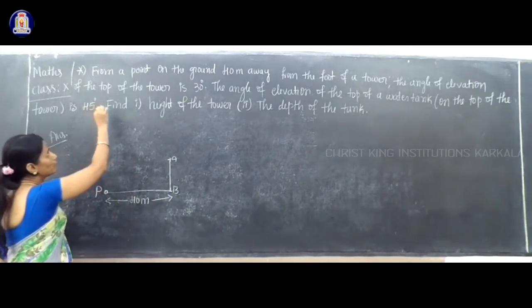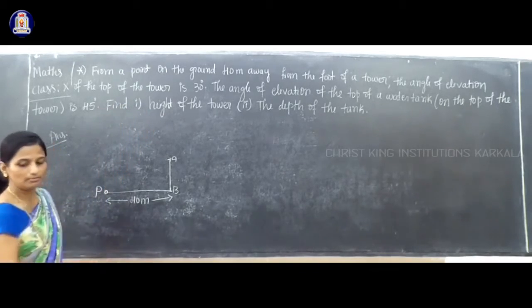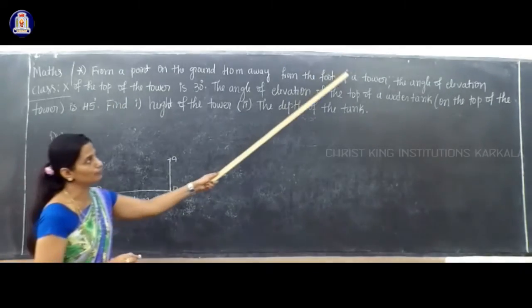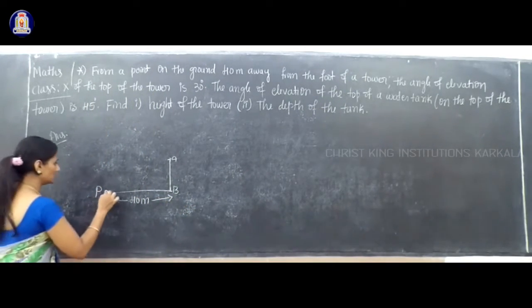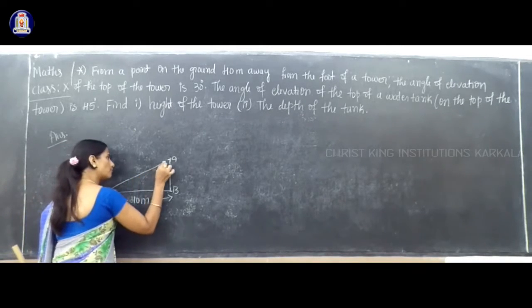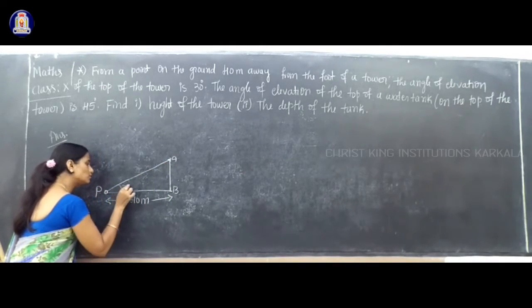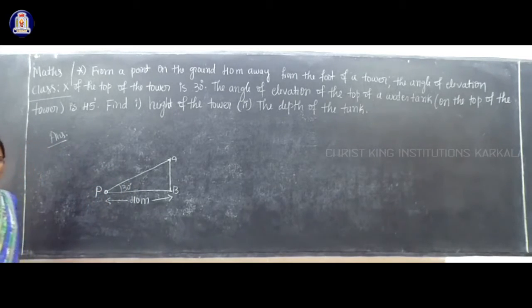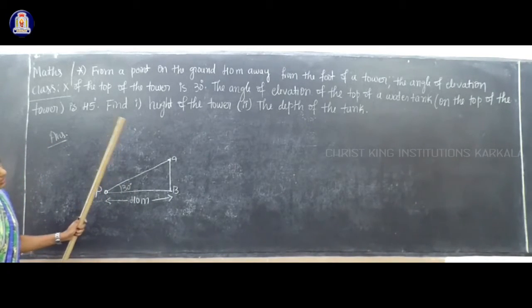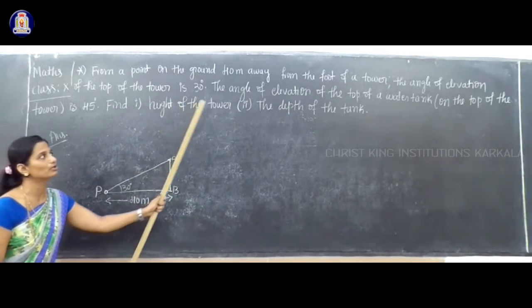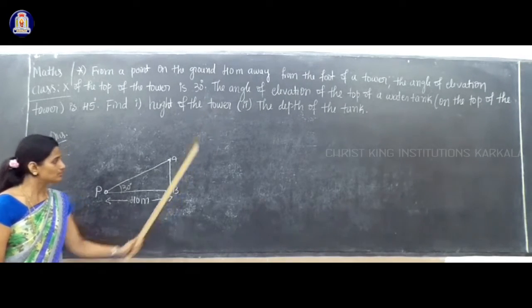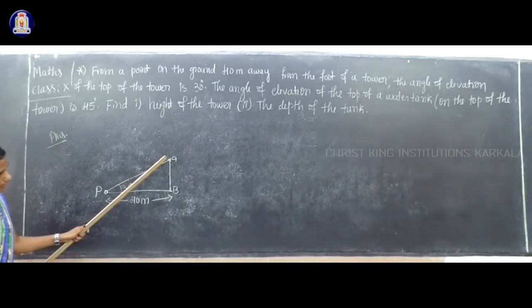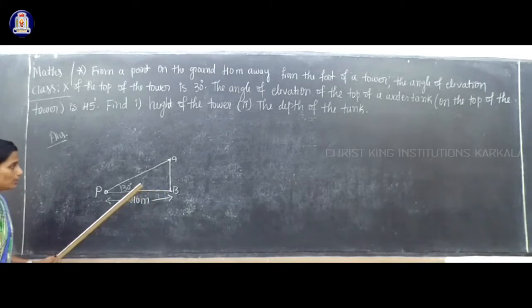So from a point on the ground 40 meter away from the foot of the tower, the angle of elevation of the top of the tower is, from this point to the top of the tower, how much here? 30 degree. So now see the question. What is the question? Find the height of the tower. So finding the height of the tower means what to find here? AB. Can you find AB with this one figure? Yes, you can find it.